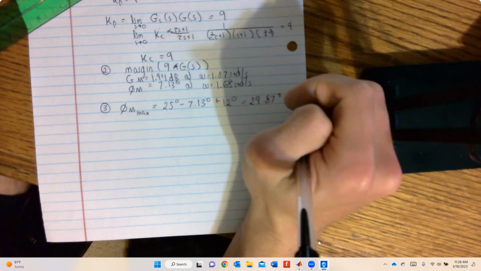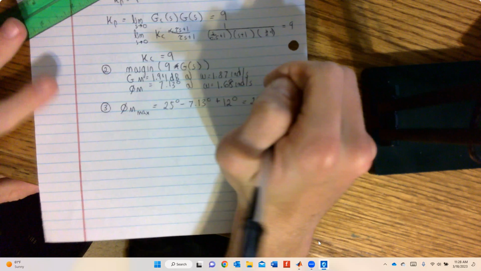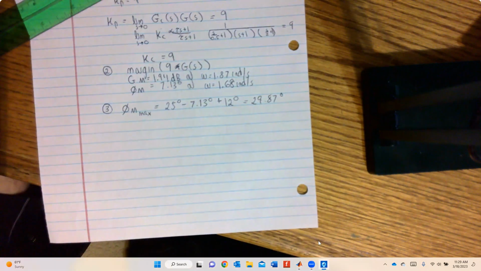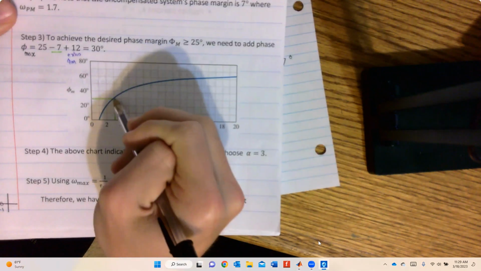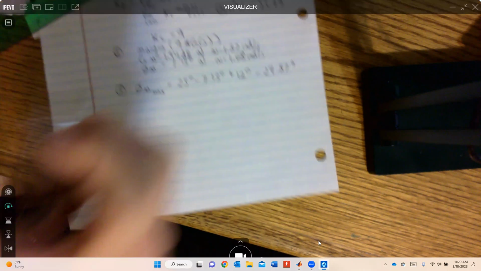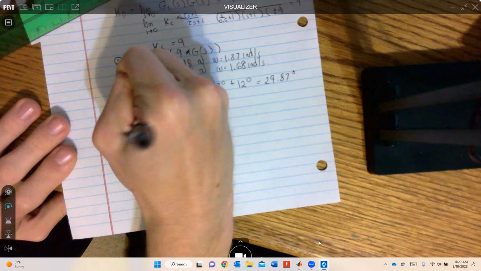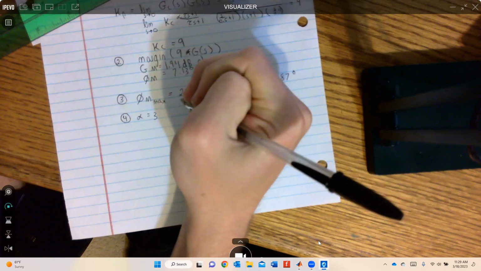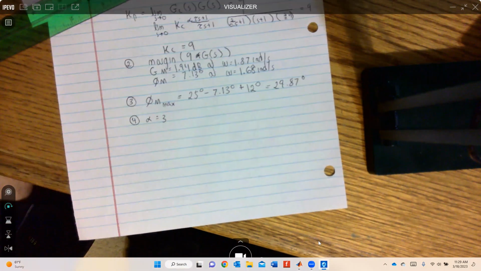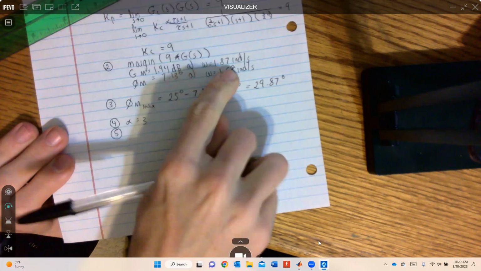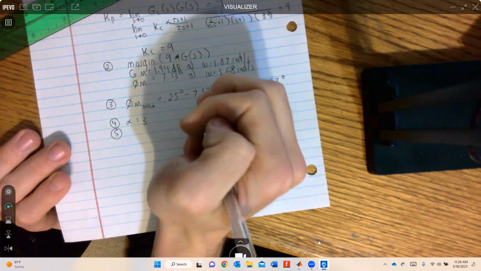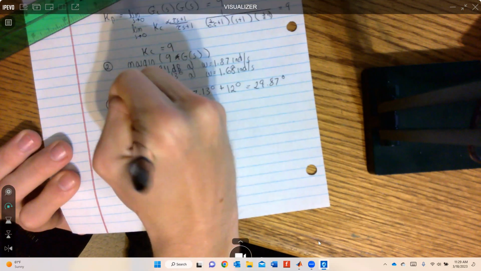And then determine alpha. So if we have 29.87, looking at my graph for alpha, that's about 3, we'll say. So alpha is going to equal 3. And then knowing that, now we need to pick omega max to be the crossover frequency. So crossover frequency is the frequency at which your phase margin is measured. So omega max is going to equal 1.68.